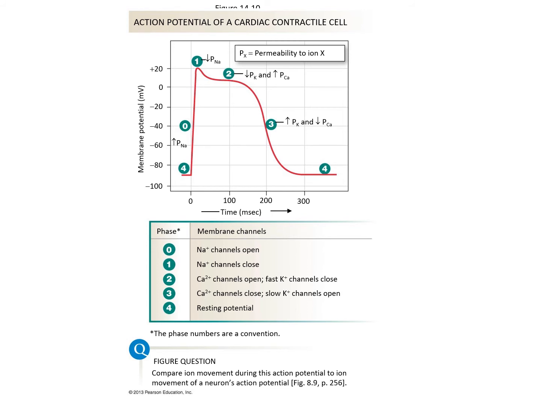Step 3, or phase 3, is rapid repolarization. Here, the voltage-gated calcium channels will close and slow voltage-gated potassium channels will open. This is similar to a nerve in that it will allow the cell to actually go back down to resting membrane potential. Cardiomyocytes do not hyperpolarize. They instead return back to that resting membrane potential because they're already very close to the equilibrium potential for potassium.